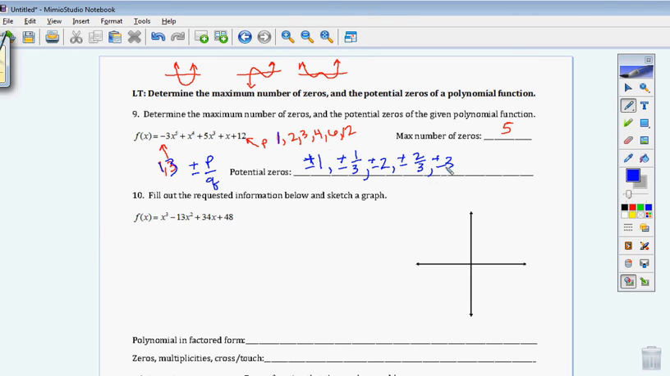These are not in any specific order. It's just the order I like to follow. So 3 over 1. Then you'd have 3 over 3, which is 1. Then we would have 4, so plus or minus 4. Then we would have plus or minus 4 over 3. Then we'd have plus or minus 6 over 1. Then we'd have plus or minus 6 over 3, which we already have as 2. And then we'd have 12 over 1, so plus or minus 12. And then the last one would be 12 over 3, which is 4, and we're good there.